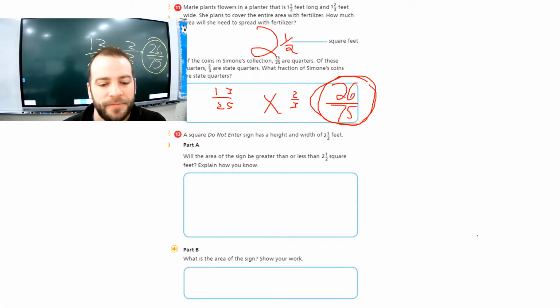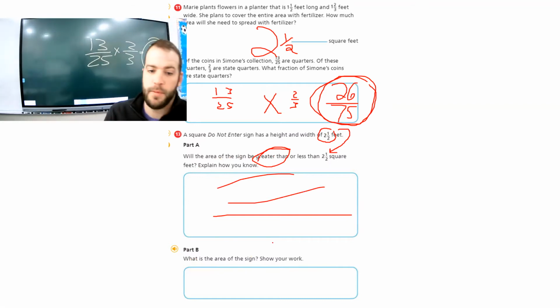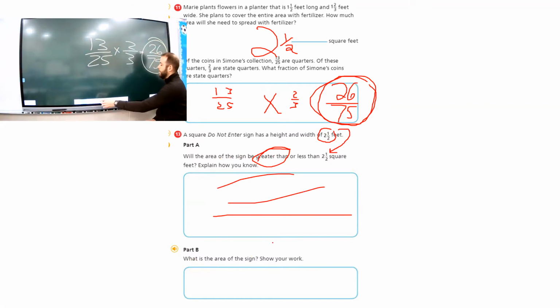Well, 2.5 is getting multiplied by 2.5. So will that make it bigger or smaller? It'll be bigger. How do we know? We know because 2.5 is getting multiplied by a number bigger than 1. So 2.5 is getting multiplied by a number bigger than 1. That's what you've got to write here. And then it says, what is the actual area? So let's multiply. 2.5 times 2.5.